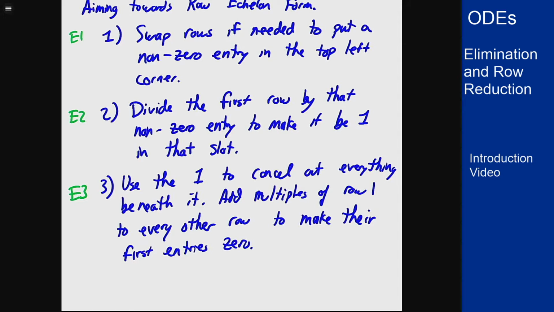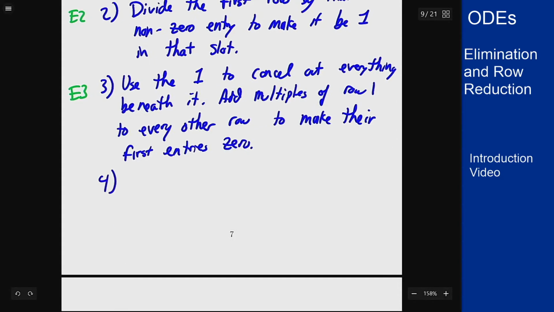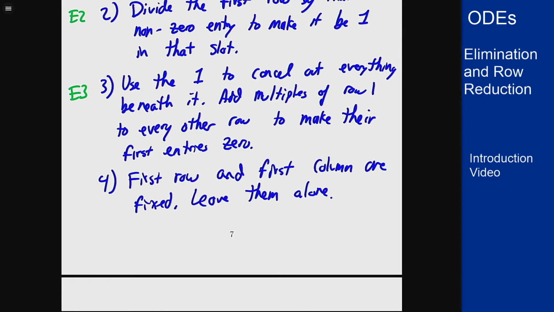I can now ignore the first column and the first row for the rest of this problem. So I ignore the first row and the first column, and I step inside to now focus on the second row and second column as my starting point, and I repeat this process over and over again. So step 4 is that the first row and first column are now fixed. Leave them alone. You now want to reduce your problem to just ignoring those first row and first column and focus on whatever is left of the matrix. And repeat this process from there.